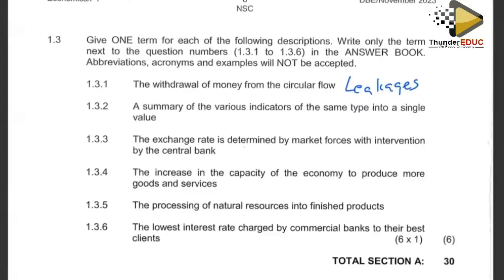1.3.2 reads as follows: a summary of the various indicators of the same type into a single value. So now, if you still remember, grade 12, the different set of the indicators that we have. Okay, before I jump into types of the indicators, let me first explain the word indicator. When you talk of an indicator under economics, we refer to a sign of where an economy is heading or a sign of where a nation is actually heading.